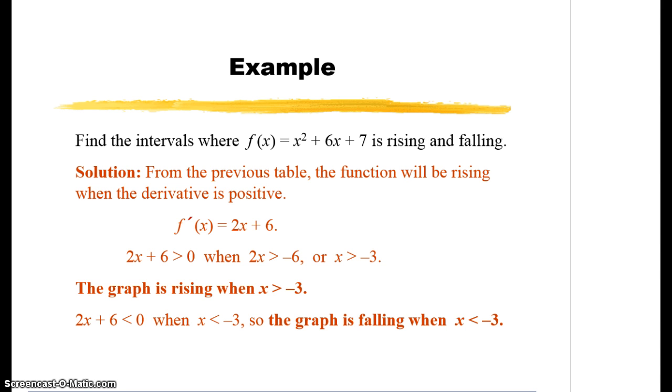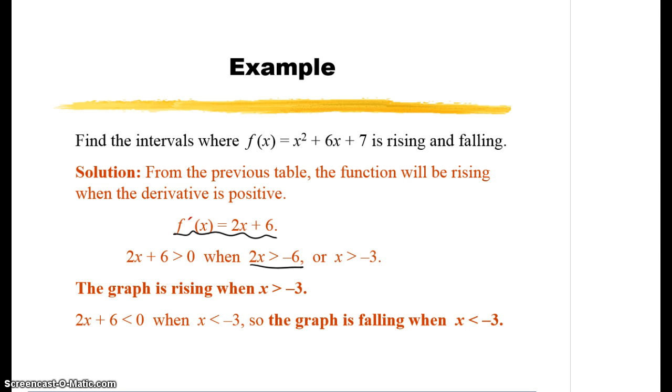So what we do is take the first derivative, and the derivative of x squared plus 6x plus 7 is 2x plus 6. And then we simply check where that derivative is positive and where it is negative. Well, notice the derivative is positive, or bigger than 0, whenever x is bigger than negative 3. We just solve the inequality by moving 6 to the other side. That's the step here. Divide both sides by 2. The graph is rising whenever x is bigger than negative 3.